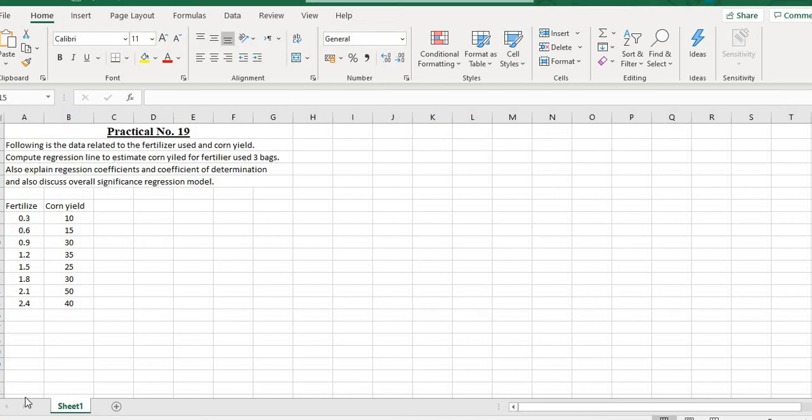Student, this is practical number 19 of course Stat 711. Here I revise regression analysis.